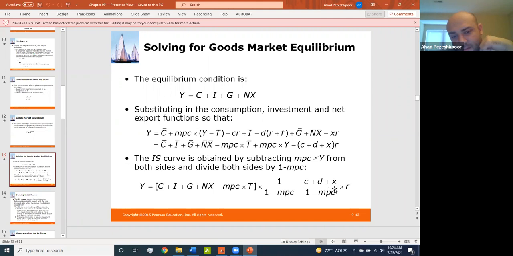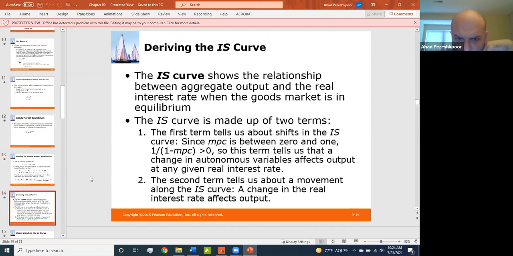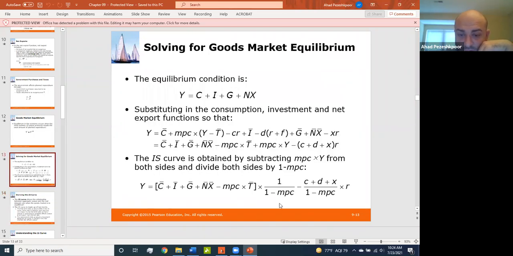And the second part, what was the second part? The second term tells us a move along the IS curve. A change in the real interest rate affects output. The first part is about the autonomous variables. The second part is about the real interest rate.